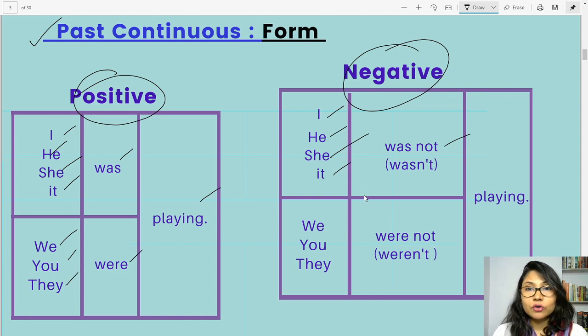Again the same thing for the plural. We were not playing or weren't playing. Second person you, always it is going to be you were not playing or you weren't playing. They were not playing or they weren't playing.